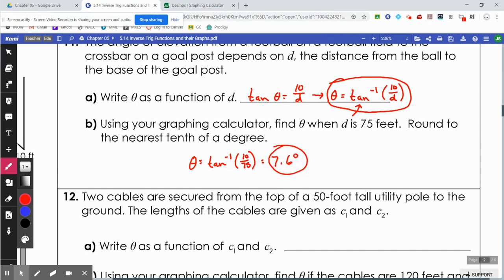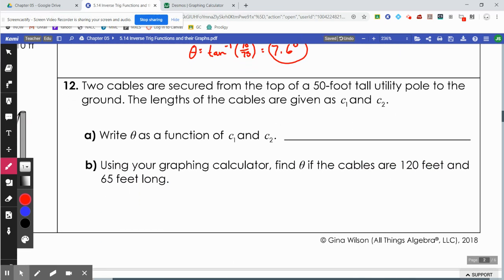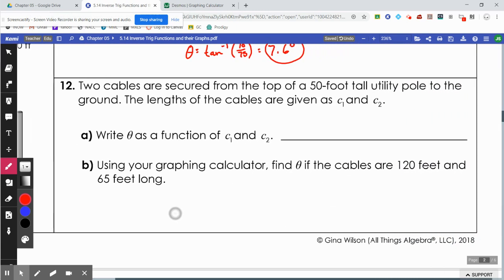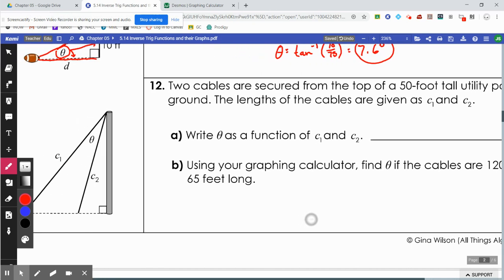When we type that in, we get a theta value of 7.6 degrees. Number 12, it says two cables are secured, and we can see the picture there. Two cables are secured from the top of a 50-foot tall utility pole to the ground. The lengths of the cables are given as C1 and C2.